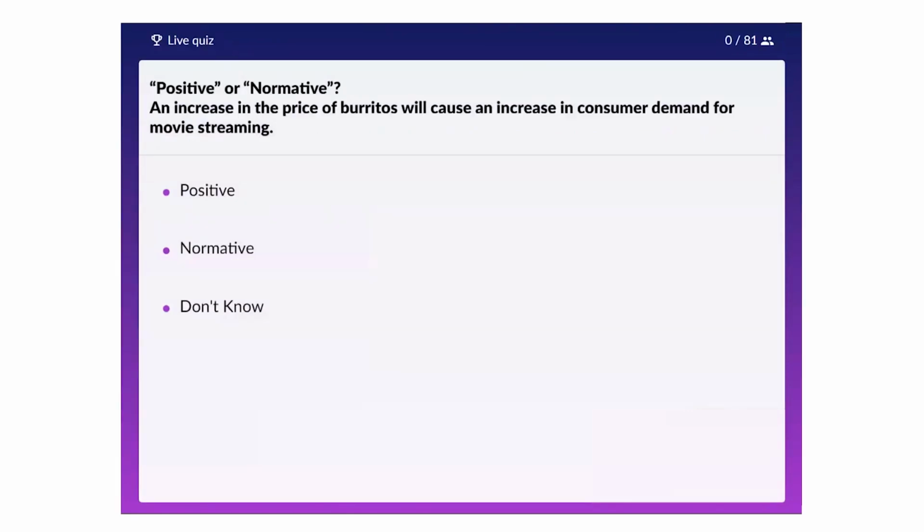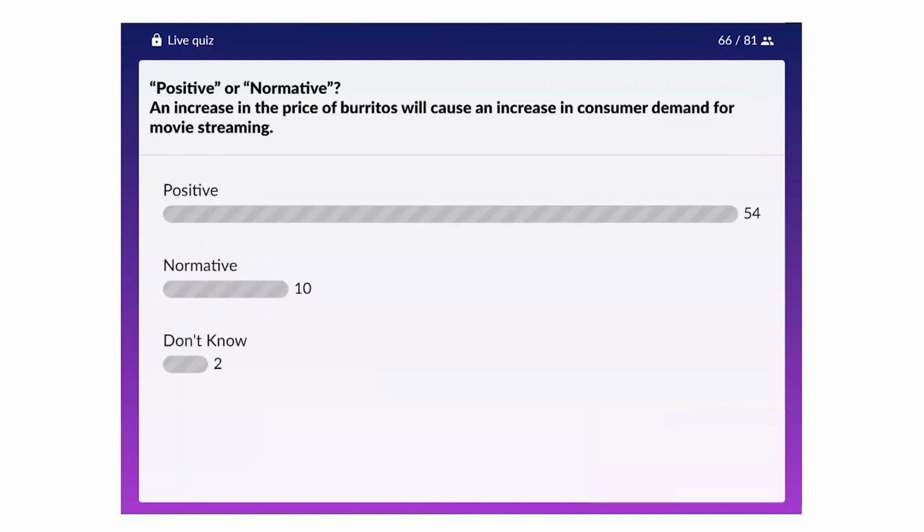Last one. An increase in the price of burritos will cause an increase in consumer demand for movie streaming. Positive, normative, or don't know? I think you have roughly 10 seconds left, so you should hurry up. Okay, time's up. Let's look at the results. 54 say positive, 10 say normative, 2 say don't know. And the answer is this is a positive statement.